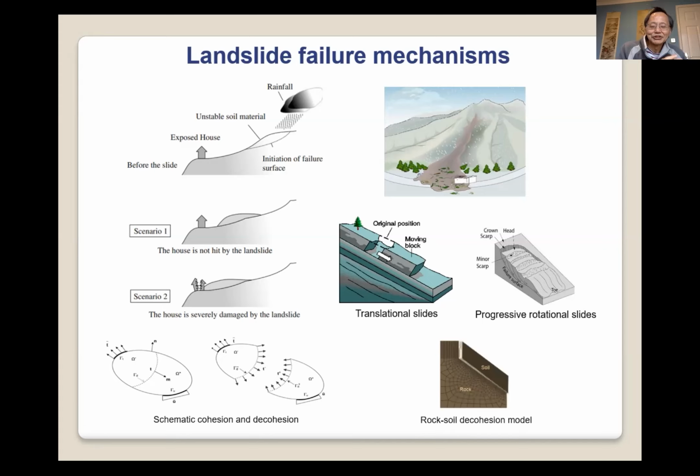This picture shows the basic model, the rock-soil decohesion model. You can see the soil block slide down above the rock layer due to cohesion loss at the interface between the soil and the rock.